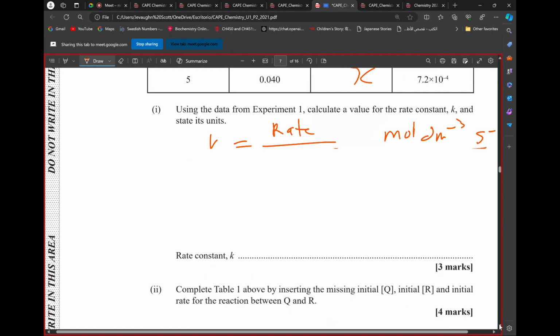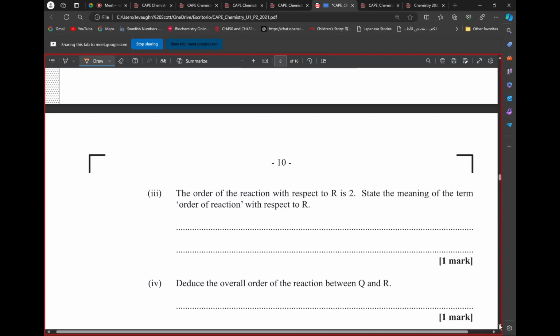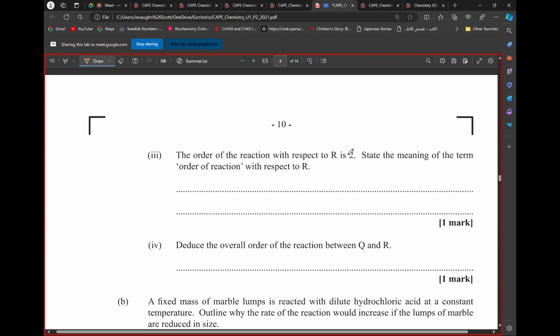So you guys should be getting values for that. In the interest of time, that's just math. It's not chemistry, so that's just fine. Right? The order of reaction with respect to R is 2. State the meaning of the term order of reaction with respect to R. So what does order of reaction mean? The coefficient by which the reactant is raised. Yes, it's the exponent by which the concentration of R is raised.